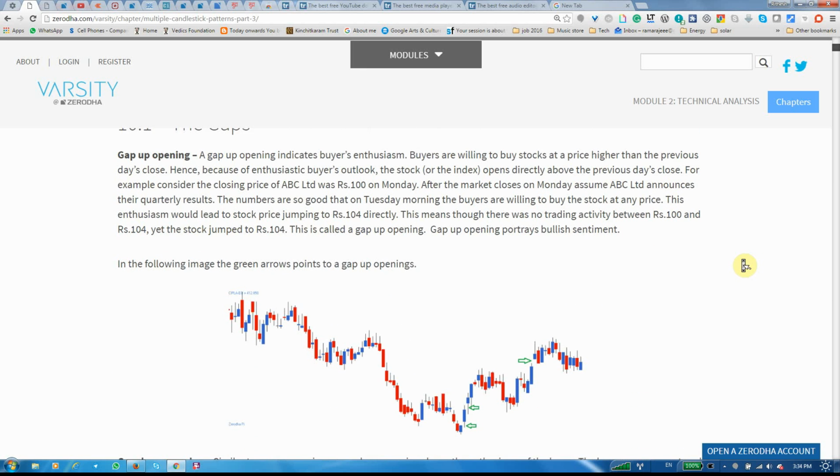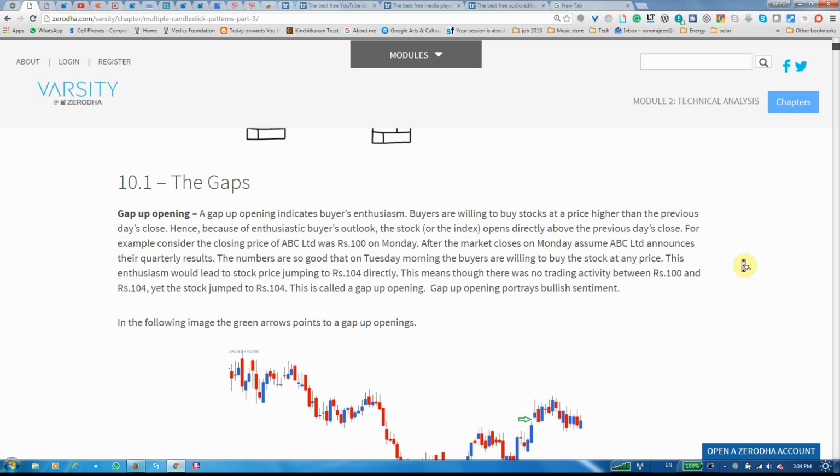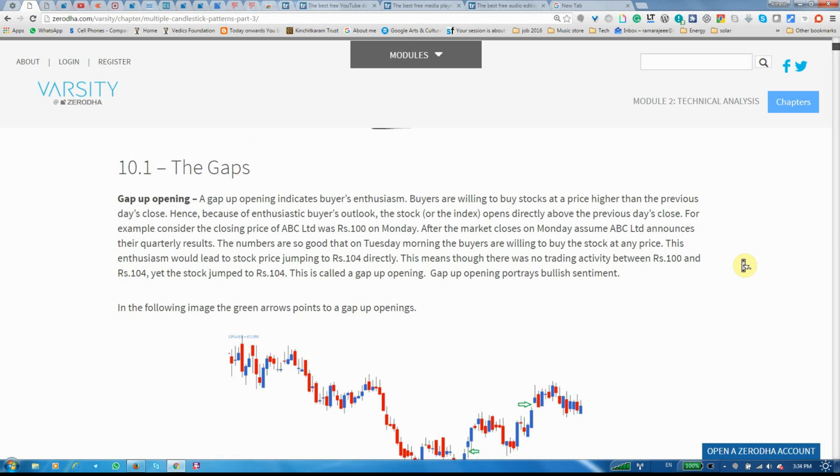Gap up opening. A gap up opening indicates buyers' enthusiasm. Buyers are willing to buy stocks at a price higher than the previous day's close. Hence, because of enthusiastic buyers' outlook, the stock or the index opens directly above the previous day's close.